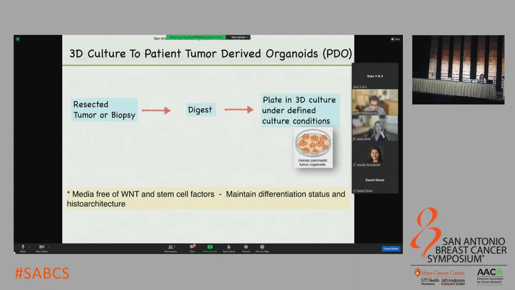One of the key aims we have, or the goals we have, is to develop conditions specific for each tumor type, which is devoid of any of the stem cell factors. And I think a key criterion there is to make sure that we maintain the differentiation status and the histoarchitecture of the patient's tumor as close to it as possible, though growing in culture. And with that, I'll give you an example of what I mean by that.